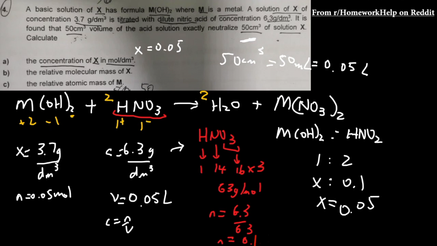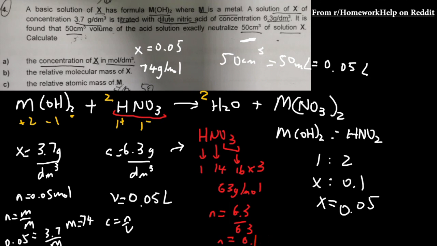Great. So next it says that we have to find the molecular mass of X. So what you do is you use the formula n equals mass over molar mass. 0.05 equals 3.7 over molar mass. So when you do this, you're going to get molar mass equals 74. So now the relative molar mass of X is going to be 74 grams per mole.